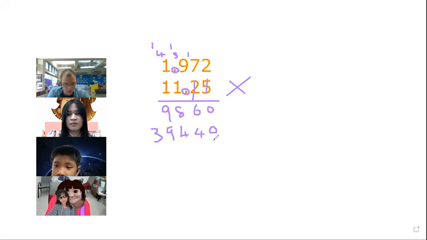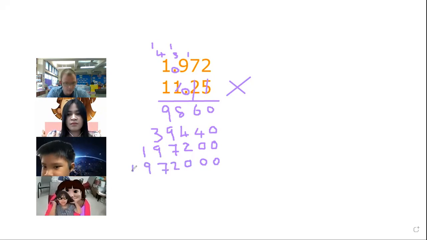So now we have to have 2 zeros. And 1 times everything is the same. So 1 times 2 is 2. 1 times 7 is 7. 1 times 9 is 9. 1 times 1 is 1. Okay, now we go to the last one. So now we have 3 zeros to start off. And again, we have 2, 7, 9, 1.